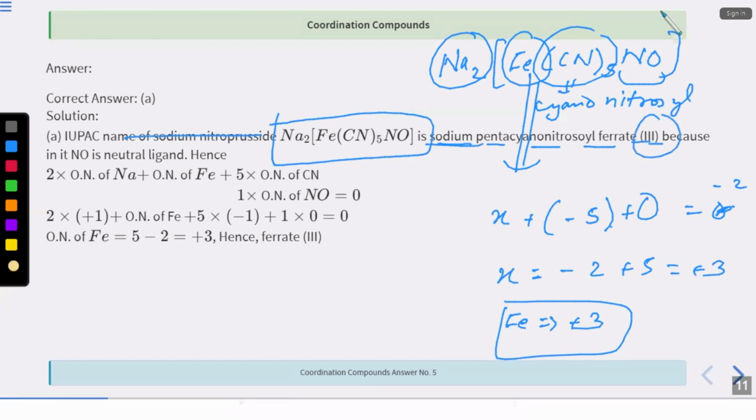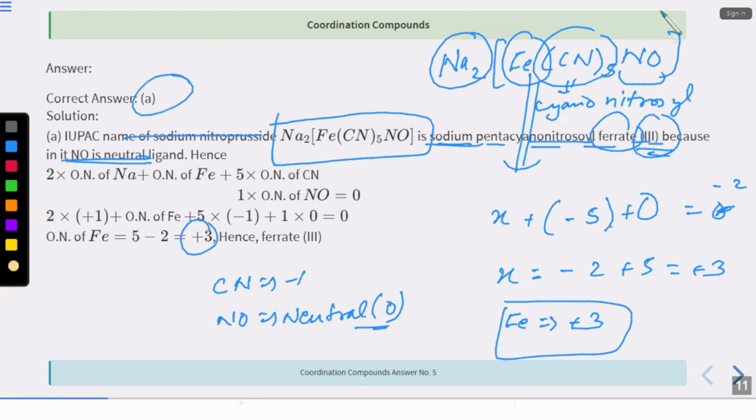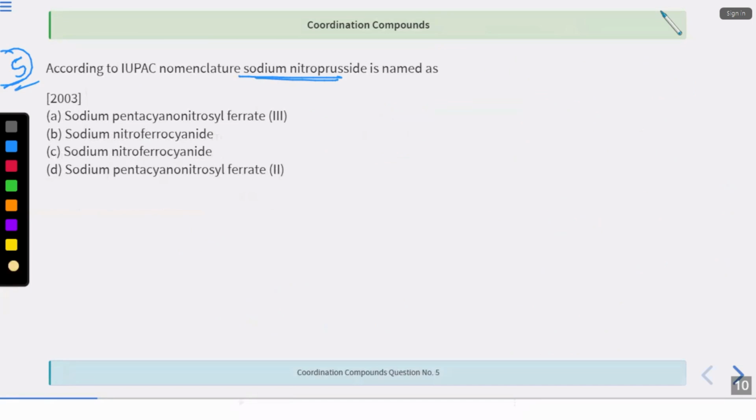So sodium pentacyano because we have 5, nitrosyl, ferrate because NO is a neutral ligand. So the oxidation state is +3 as I calculated here also. Because cyanide exists in the -1 state, nitrosyl NO is neutral, which means 0. Okay, so from there I calculated the oxidation state of iron, which comes out to be +3. So the overall name of this compound is sodium pentacyano nitrosyl ferrate. Okay, so A is my right answer. Here it is 2, it is wrong, and these are also wrong. So A is the correct answer to this question.